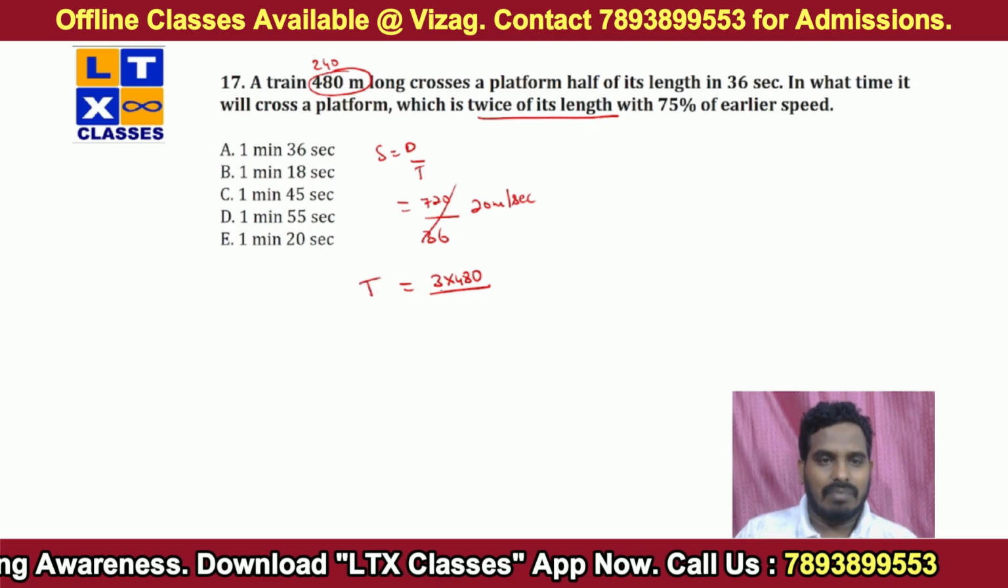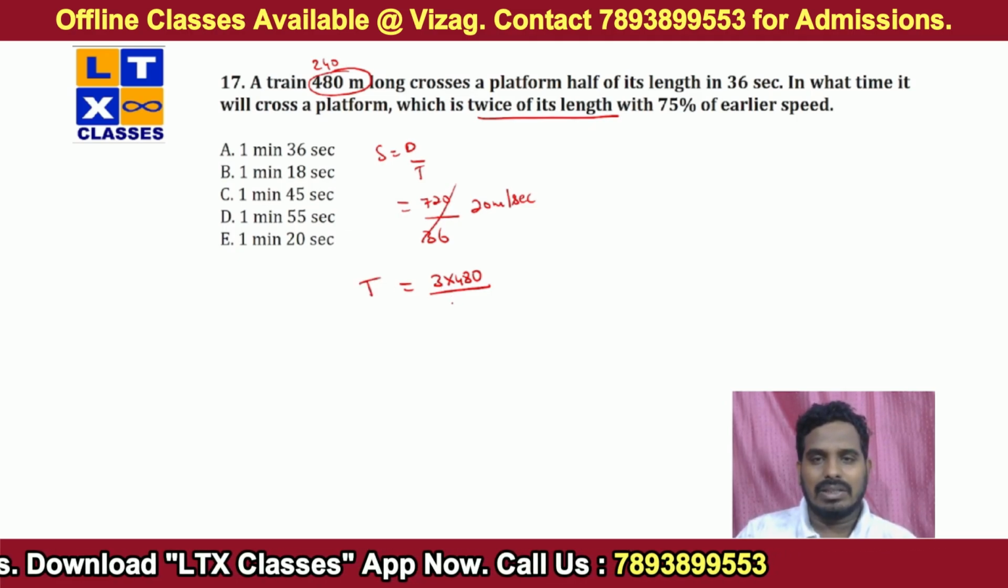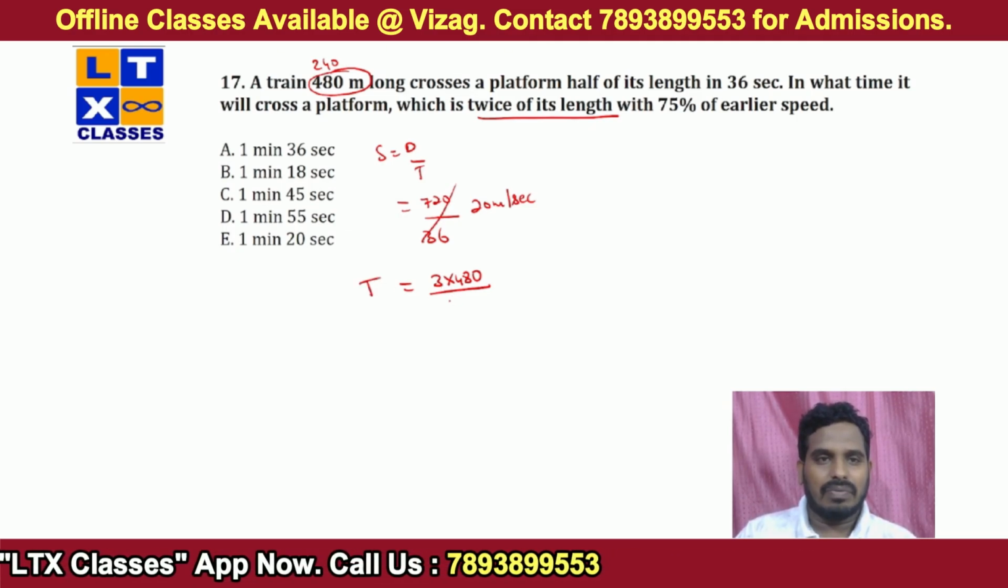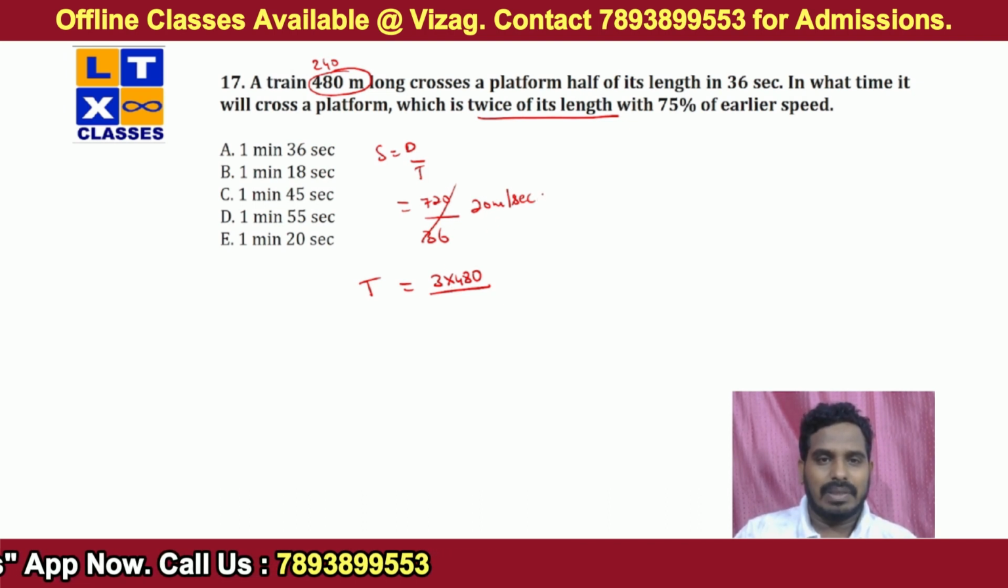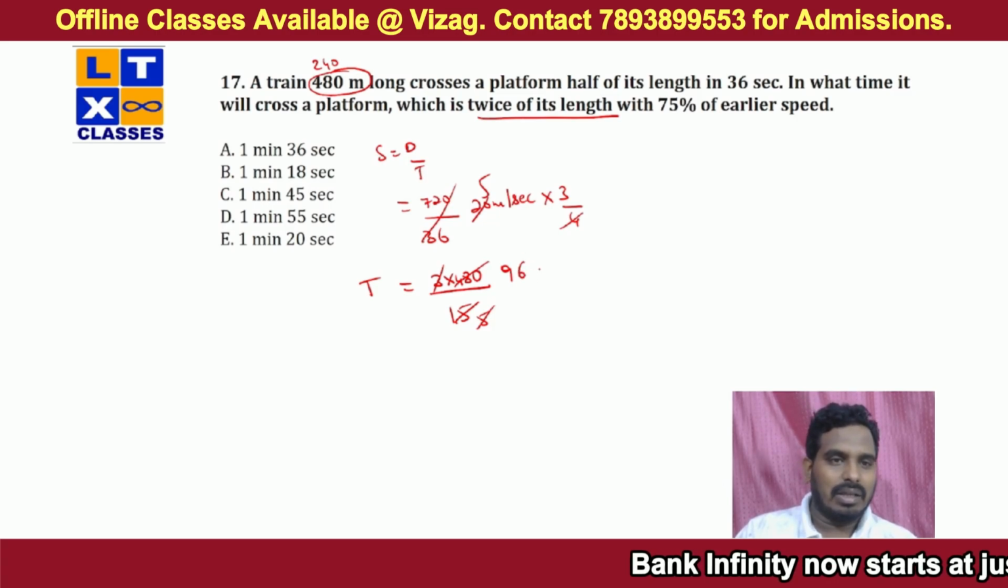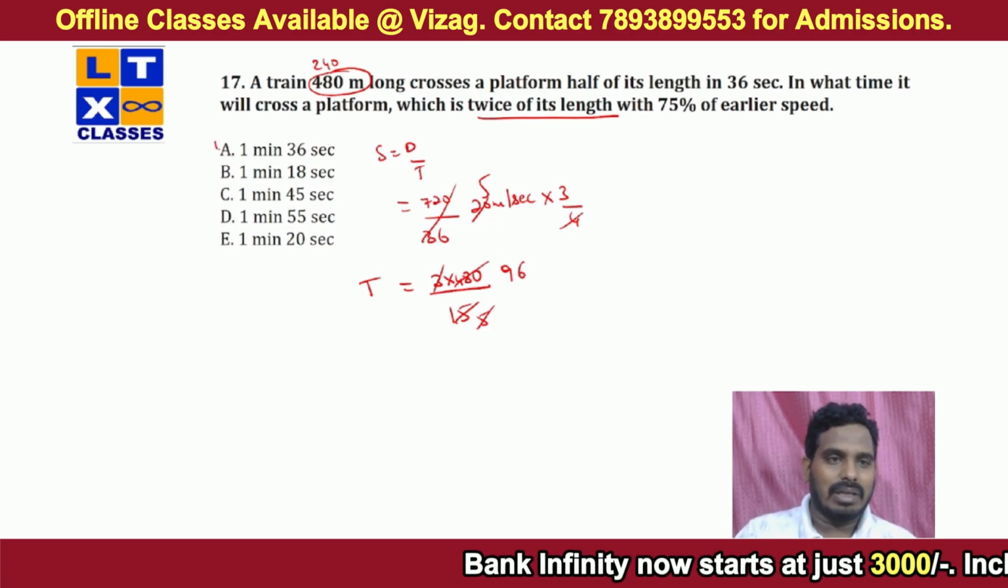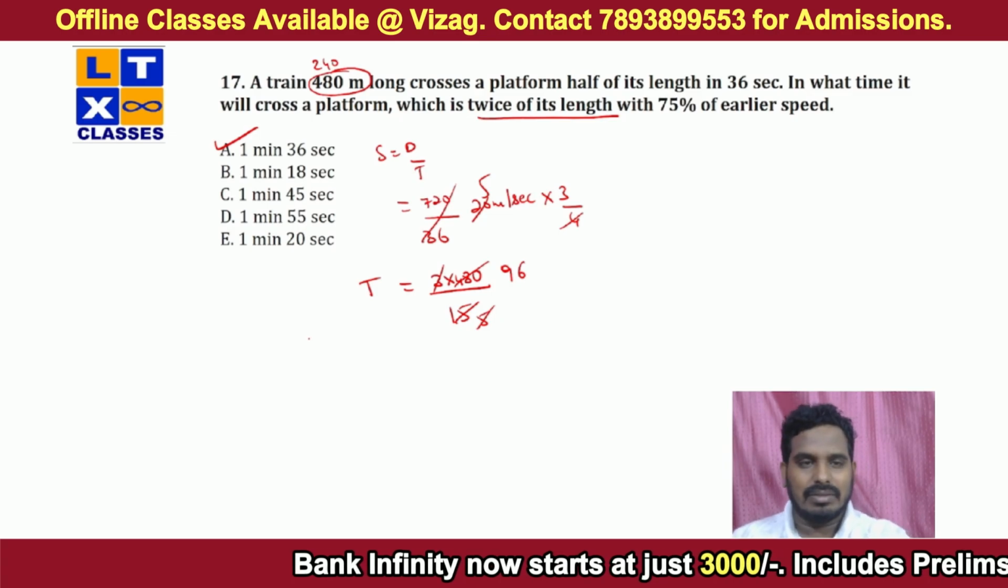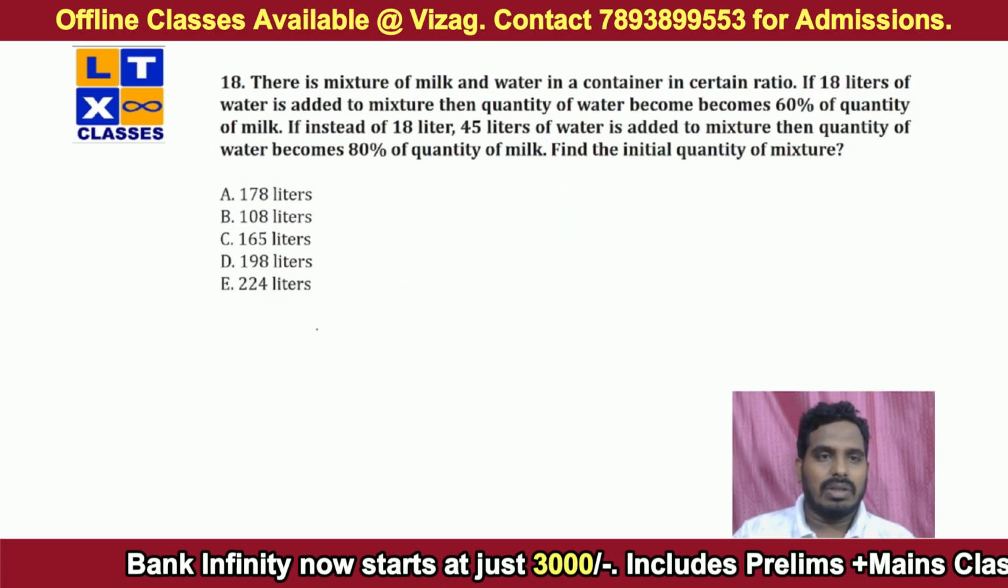So time would be equal to distance by speed, and the speed is 75% of the earlier speed. Now my earlier speed is 20, 3/4 of it would be 15. So 3 ones, 3 fives, this is 96. Now 96 seconds is nothing but 1 minute 36 seconds. Moving on to the next one.